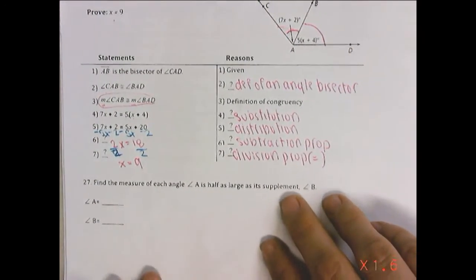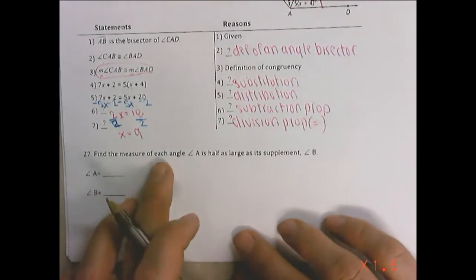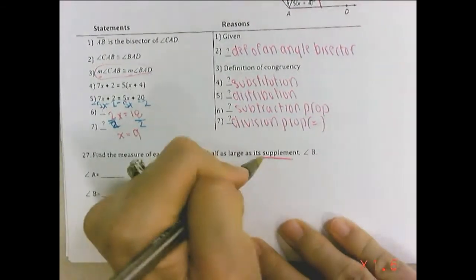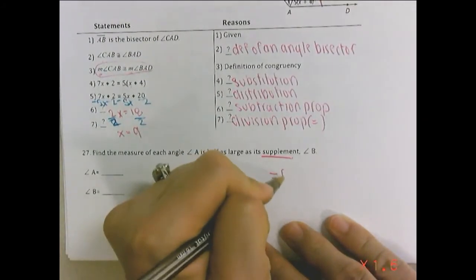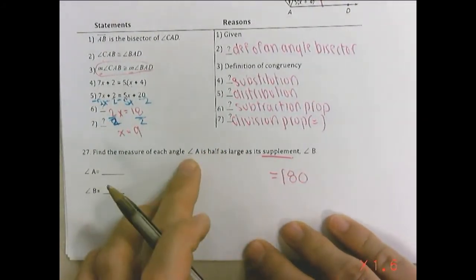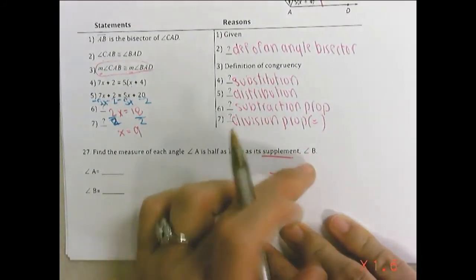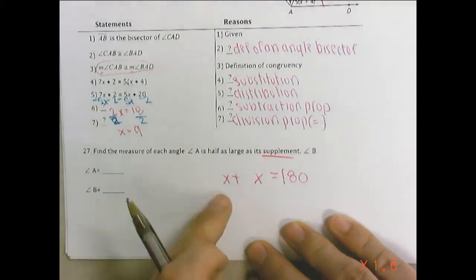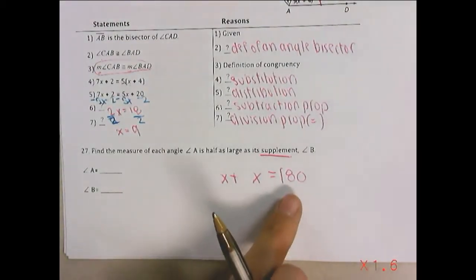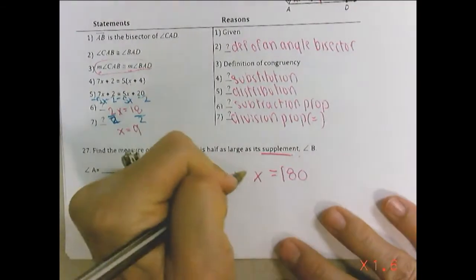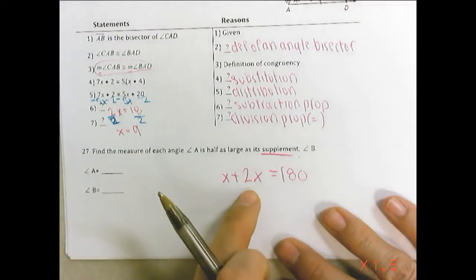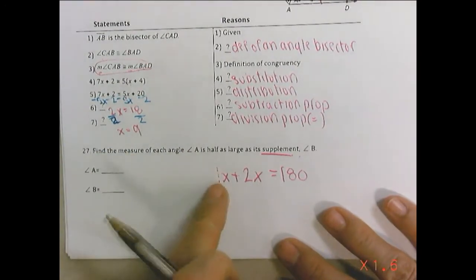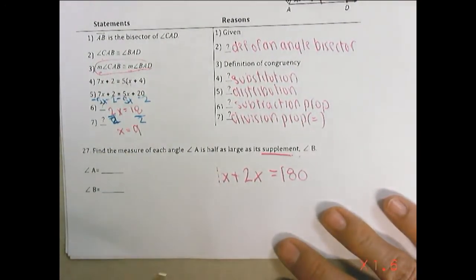Okay, so we're moving on. Find the measure of each angle. Angle A is half as large as its supplement, angle B. Well, supplement's our keyword. We need to say that it's equal to 180. Angle A is half as large, which means B is twice as large. So when you add these two angles together, x and x, they equal 180. B is twice as large, so I'm going to put a 2 in front of it. A is half as large, so technically there's a 1 there. 1 is half of 2.